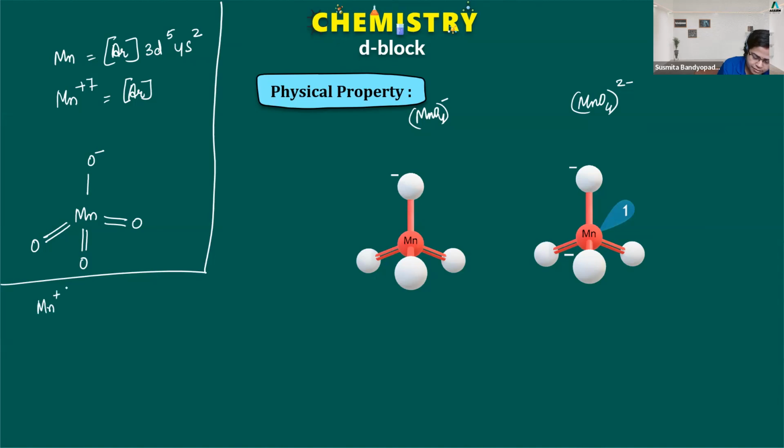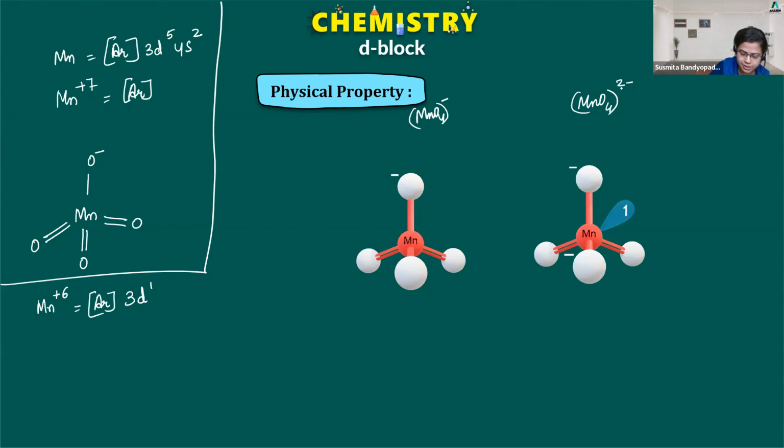Mn plus 6 should be argon 3d1. Everyone agrees? 6 electrons are lost. So first it's lost from 4s and then from 3d. So 1 electron will be there in 3d, and hence it will have an unpaired electron.